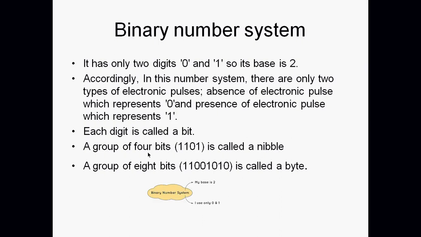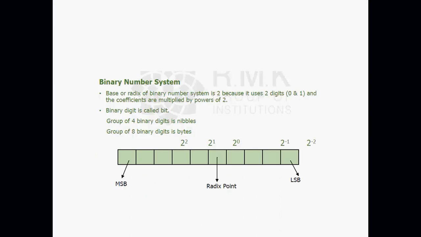So let me see how it is represented. In the decimal case, the base is 10. In binary, the base is 2. We have only 2 digits, so its base is 2. So the radix point comes here.